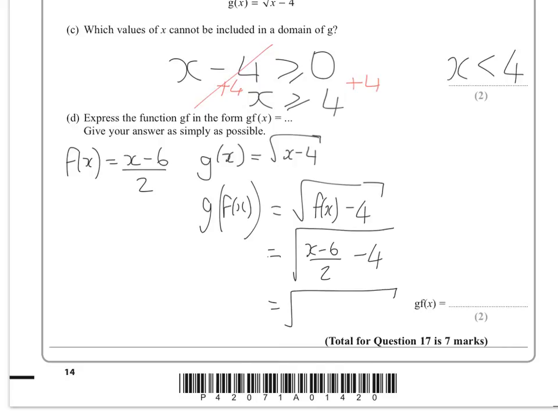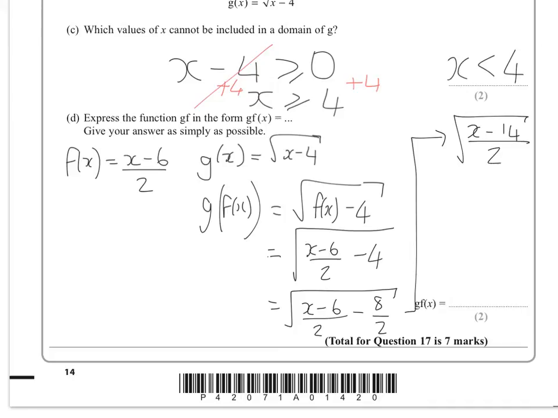So, simplifying under the square root sign by combining the fractions, 4 is the same as 8 over 2. So I've got the square root of x minus 6 minus 8, all over 2. Well, minus 6 minus 8 is minus 14, all over 2. So gf of x is the square root of x minus 14 all over 2.